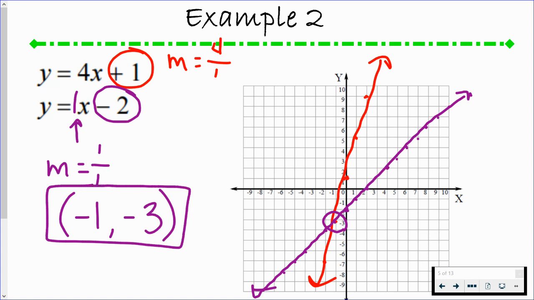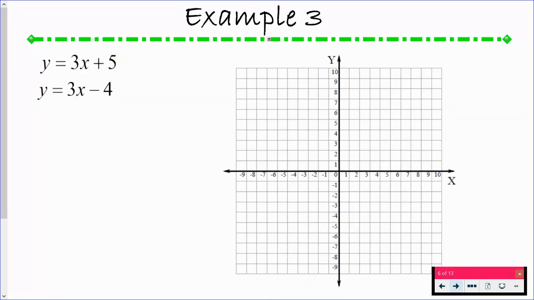Okay, cool. Example 3. I'm going to, again, start with my y-intercept for the first equation, which is 5. My slope is 3 over 1. So I'm going to go up 3, right 1. Okay, I can't go any further, so I'm going to reverse. And I'm going to go down 3, left 1, down 3, left 1, down 3, left 1, down 3, left 1, down 3, left 1.